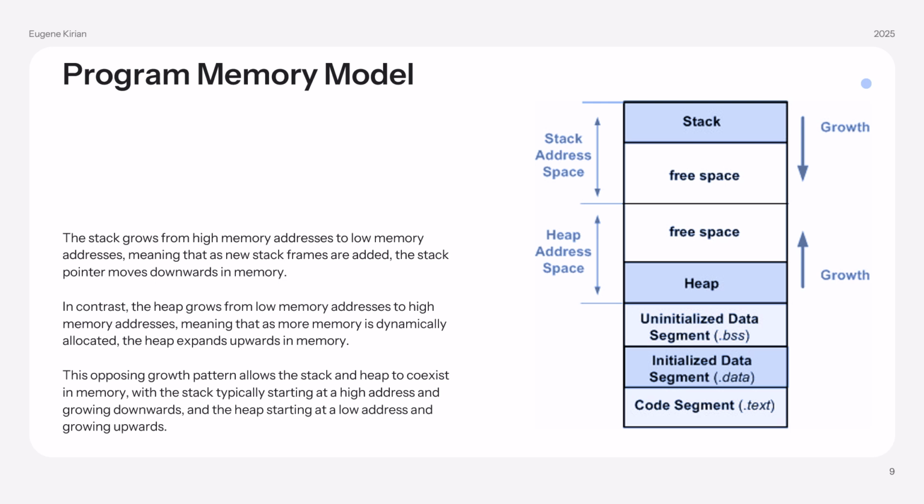In contrast, the heap grows from low memory addresses to high memory addresses. As more memory is dynamically allocated using functions like malloc or realloc, the heap expands upward in memory. This opposing growth pattern allows the stack and the heap to coexist in memory, with the stack starting at high addresses and growing downwards, and the heap starting at low addresses and growing upwards.